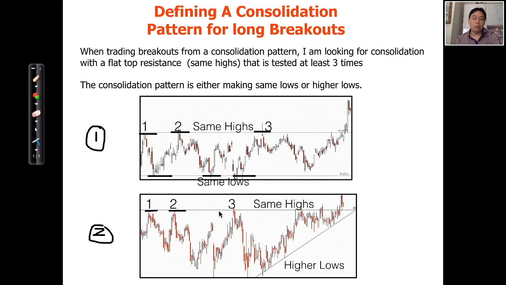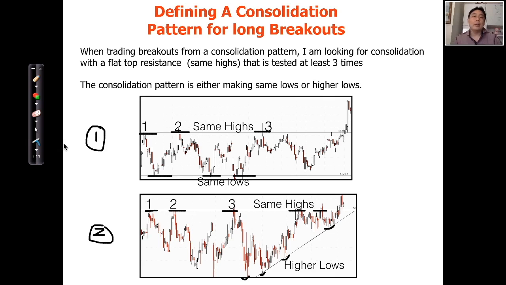The second scenario is same highs, which is the same thing. That's 1, 2, 3, 4, 5. Tested many times, right? So same highs, same highs, same highs, but in this case, it is higher lows. You can see this low, it's a low, it's a low, it's a low. So either one's fine, but for both scenarios, we want same highs.